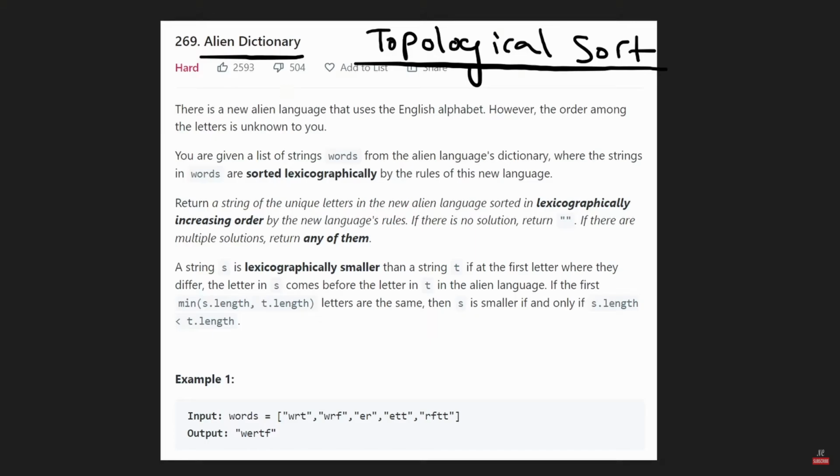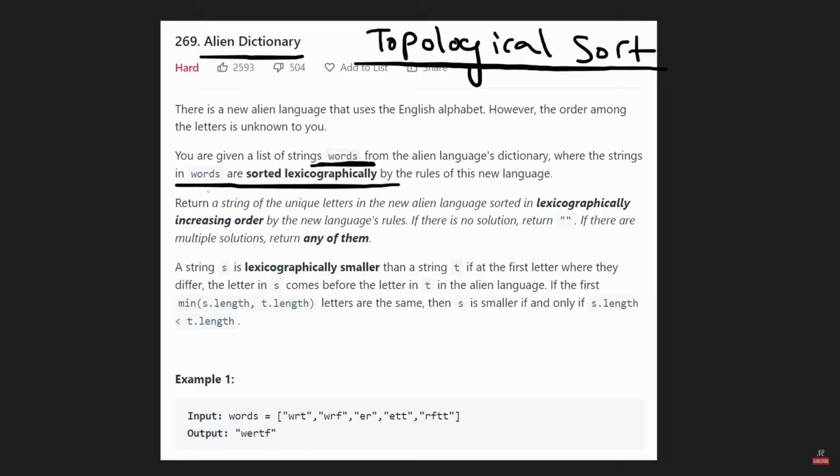So the premise is we're given a new alien language that uses English alphabet letters. So it's going to be basically lowercase a to lowercase z, but the ordering of these characters is unknown to us. Now we know in regular English, the ordering is basically A, B, C, all the way to Z, right? There's 26 characters, but now we have a different ordering of these characters, and the goal for us is to try to figure it out. What we're given to figure it out is a list of words which happen to be given to us in sorted order. They say lexicographically sorted. That's basically just sorted based on how regular sorting of words works.